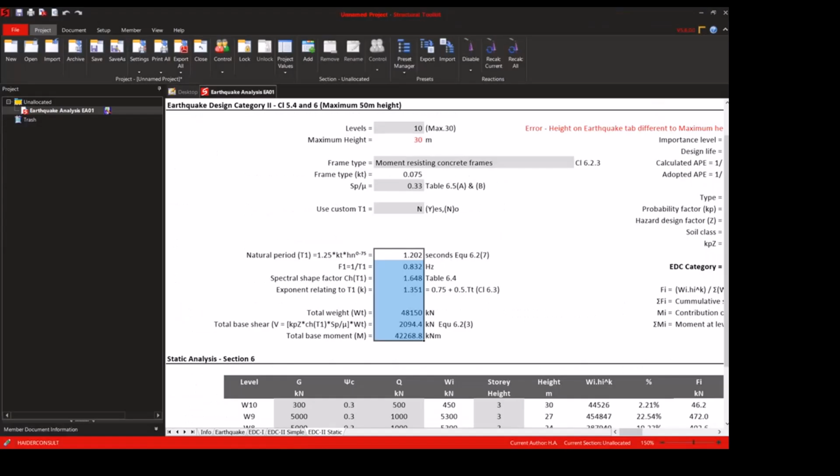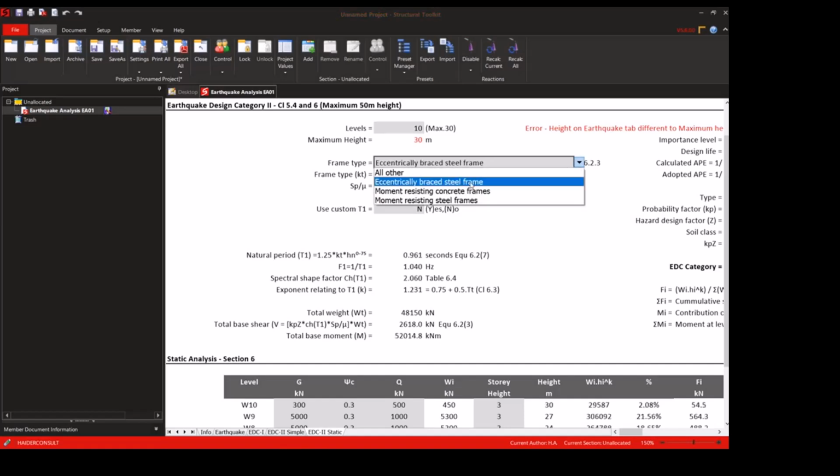But make sure the structural toolkit is doing the same thing. So we don't actually need to change the value of T1 then. It's already selecting the right one, 0.075, because you selected the moment resistance. So you just select the moment resistance, 0.075.